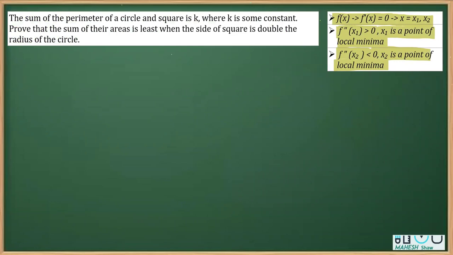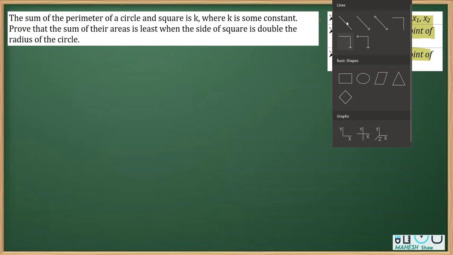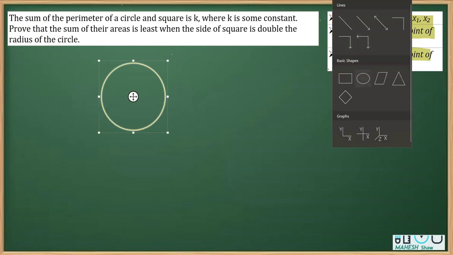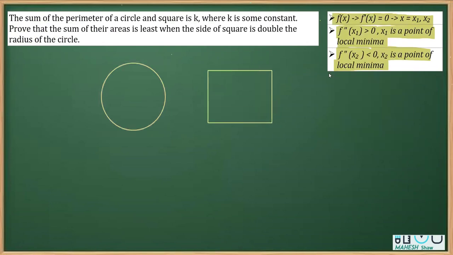Now, to begin with the question, let's write down the information. First, we are given a circle. Let's say I made a circle, and then I need to make a square. I made a square over here, and that's fine. And let's write down the dimensions here. Let's say I mark the radius as r. I took this side as x.